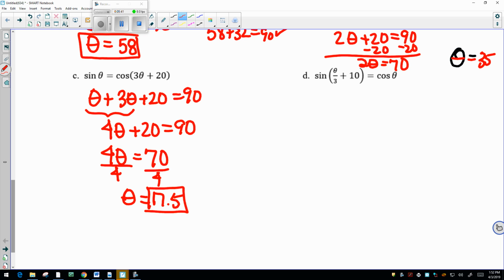And if you don't like theta, if that freaks you out for right now because we're not used to it, make it an x. It's a variable. That's all it is.